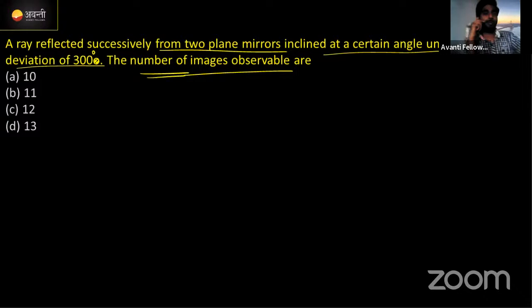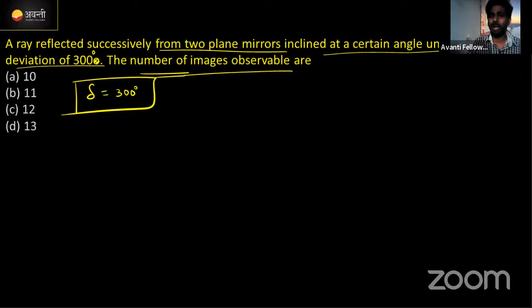But to find the number of images between the two mirrors, you need the angle between the two plane mirrors. But they didn't give the value of the angle. Instead they gave the deviation. The deviation given is 300 degree. Nothing else is given. How do we find the values here? I will give you a minute. Let me know what the correct answer for this one is.